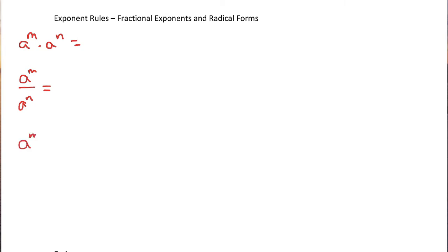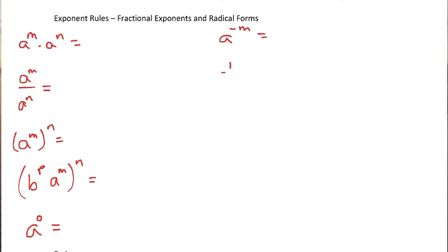If we have a to the m and then parentheses to the n, finish that one. If we have b to the p, a to the m, and all that raised to the n, we need to know what that is. If we have a to the 0, I need to know what that is. I need to know what a to the negative m is, and what 1/a to the negative m is. We're still going to use all of these, but with fractions. And a couple of new ones.